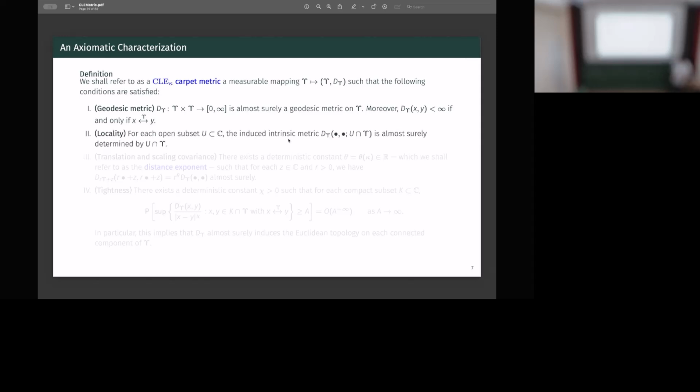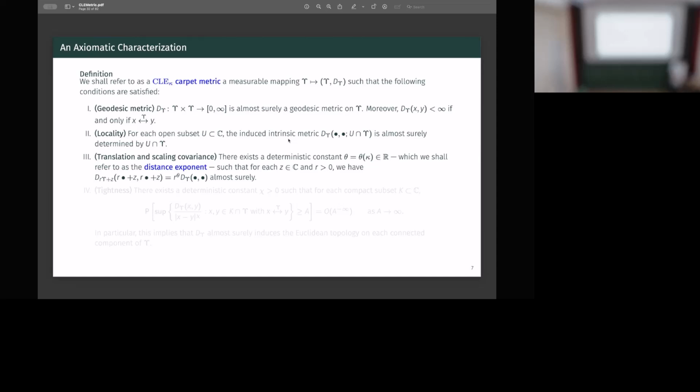And the locality says that, given our configuration, if we choose any open set U in the plane, the induced metric inside is almost surely determined by the configuration inside.